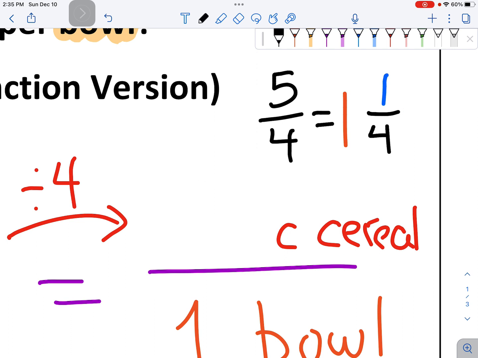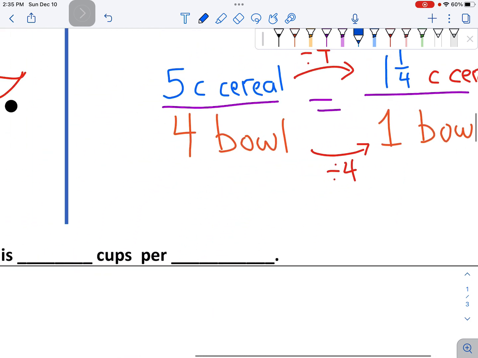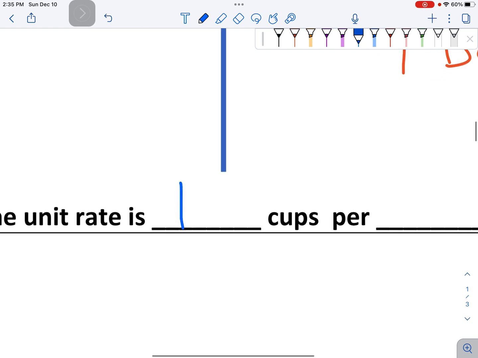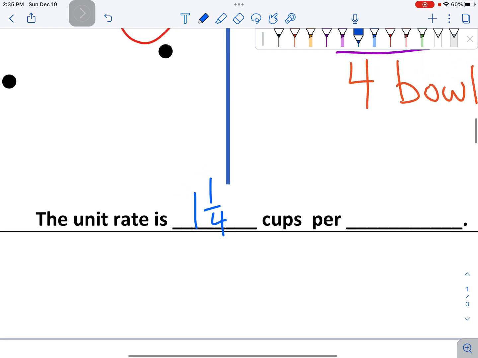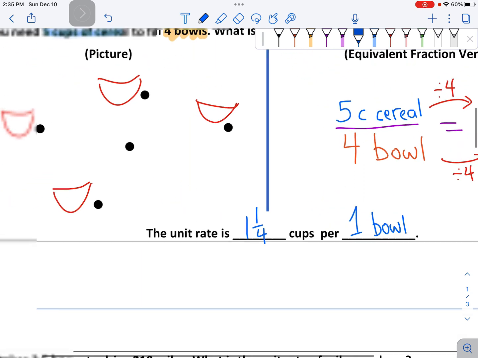This makes a lot more sense to my brain. We'll write it in blue. 1 1/4 cups of cereal in just 1 bowl. Let's write that down below, and then we'll look back at the picture. The unit rate is 1 1/4 cups of cereal per 1 bowl. All right, back to the picture.